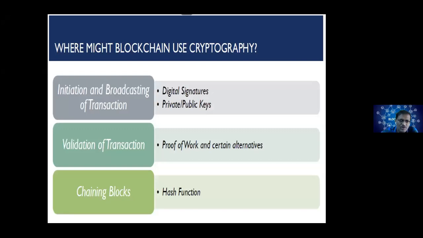So these are the cryptographic primitives we use in blockchain. The digital signature and public key cryptography we use in initiation and broadcasting of transactions, proof of work, and validation of transactions, and the hash function in chaining of blocks. So first we'll start with hash. So what is a hash?